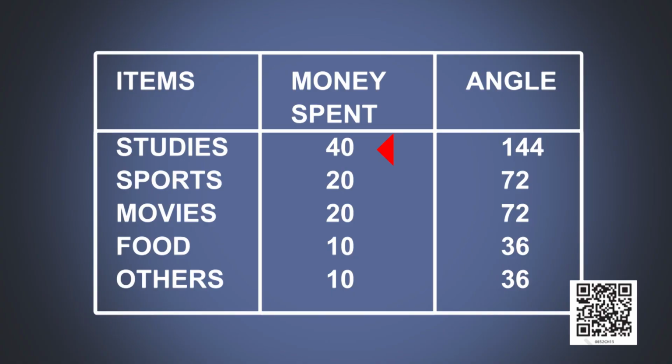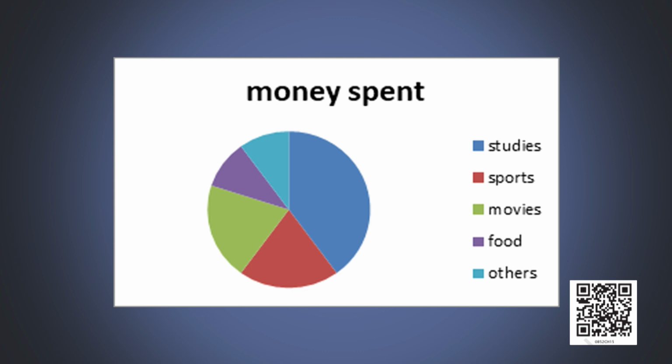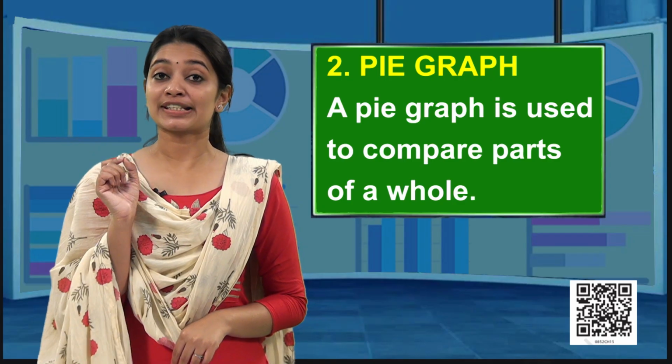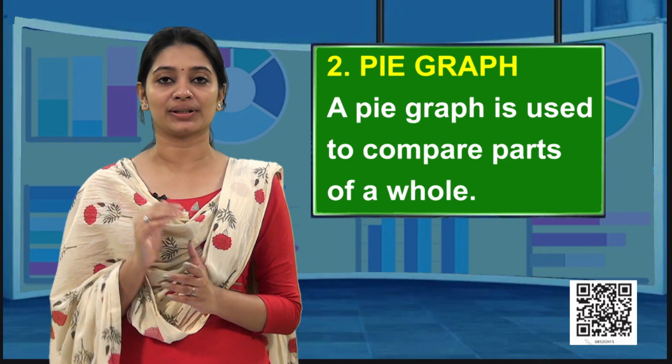Let's look into the pie chart. Assume your mom gave you ₹100 as pocket money and you spend it as follows. You spend 40 rupees for studies, 20 rupees for sports, 20 rupees for movies, 10 rupees for food and 10 rupees for other expenses. You have 100 rupees, that means you have a whole and you are dividing this whole among different types of expenses. And this circle represents the whole. So a pie graph is used to compare the parts of a whole.